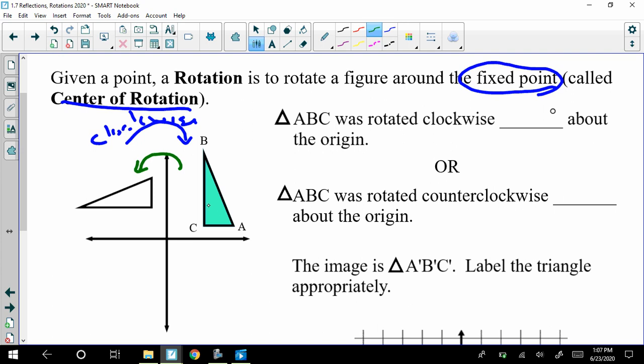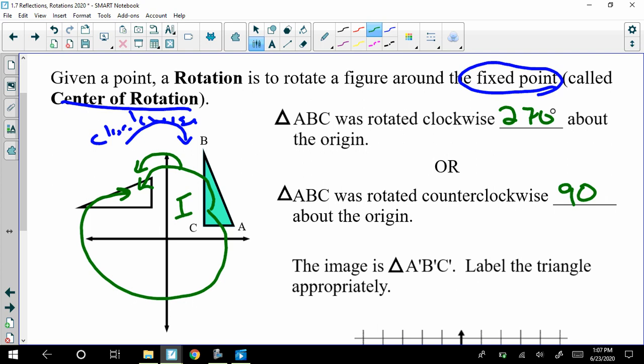So ABC rotates counterclockwise 90 degrees, or 270 degrees clockwise, or 90 degrees counterclockwise. Notice those two add up to 360. Each quadrant is 90 degrees. So let's label our quadrants, right? This is quadrant 1, this is quadrant 2, this is quadrant 3, this is quadrant 4. Each quadrant is 90 degrees away from each other. So if I go from 1 to 4 or 1 to 2, we're going 90 degrees. If I go 1 to 3, it's 180 degrees. So we should know that.